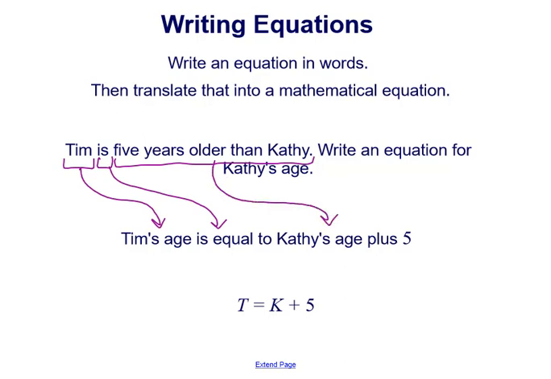So we have the translated sentence, the words written as an equation in words. It's being more specific. It's helping us define the symbols and the variables and numbers we're going to use. So now let's do just that. For Tim's age, we'll use a capital T. Is equal to, that's our equal sign to make it an equation instead of just two expressions. And then Kathy's age plus 5, we'll use a capital K and then the plus symbol and 5. So Tim is 5 years older than Kathy. The equation for Kathy's age is T equals K plus 5.